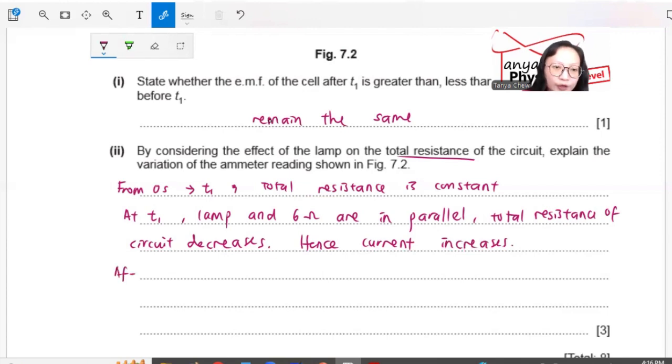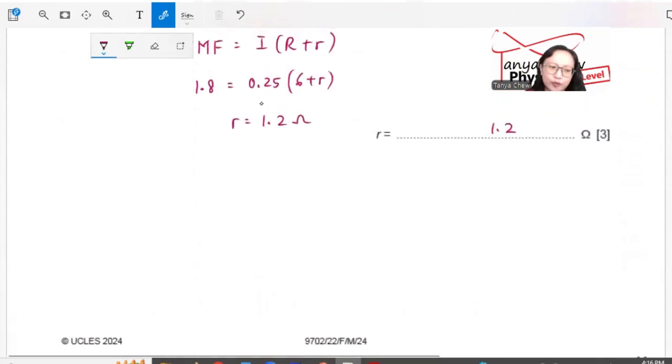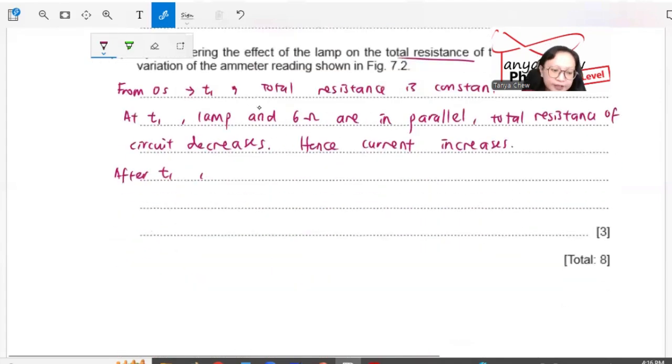But after T1, you could see that after the lamp has been switched on for a while, the temperature of the filament bulb is increasing. So the resistance of the lamp will also increase because the temperature of the lamp increases. That is why the resistance of the lamp will increase, which increases the overall resistance. That is why the current starts to decrease.